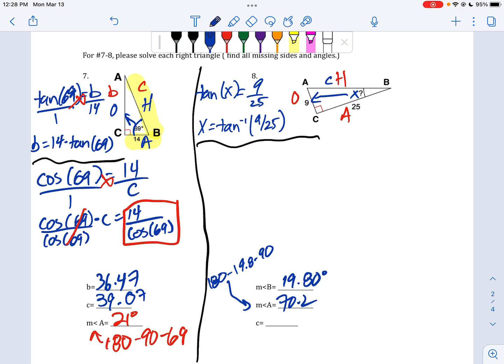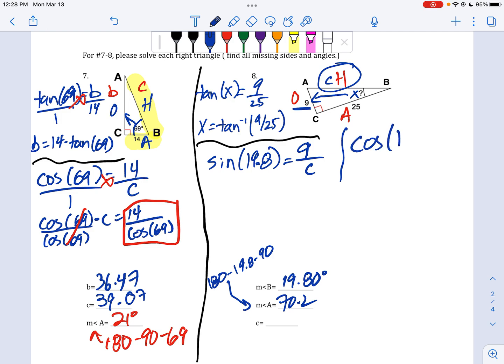To use the trig, what do I got here? I want to find C, so C is my H. I can use sine, O and H. I would do sine of my angle, which is 19.8, equals O, which is 9, over H, which is my C. Now I could have also done cosine as well. If you chose to do cosine, it would have been cosine of 19.8 equals 25 over C.